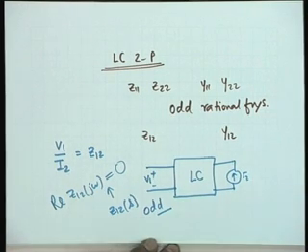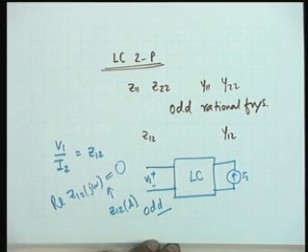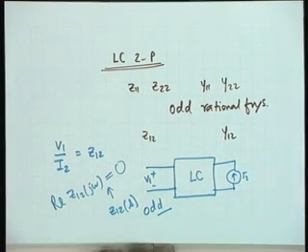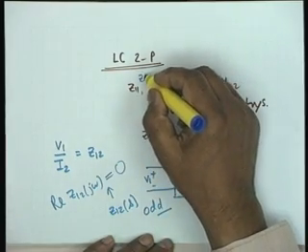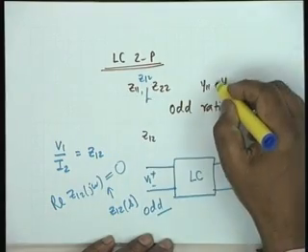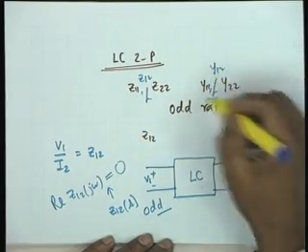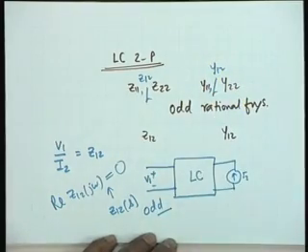So, the property that we have come to the conclusion now is that for an LC two port, all z parameters and all y parameters must be purely odd. So you add to this z12 and add to this y12. All of them must be odd rational functions.